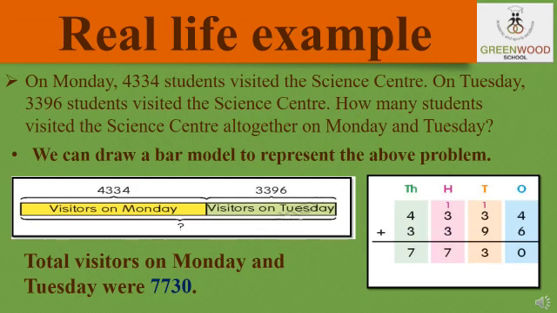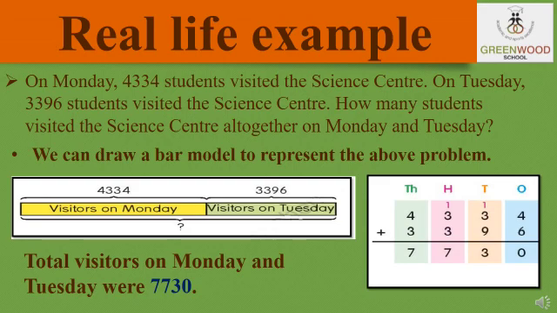Add the ones. So 4 plus 6 is equal to 10. 10 is a 2-digit number, so we'll split it. 0 will come at the ones place, while the 1 will be carried forward to tens place. Step 2, add the tens, that is 1 plus 3 plus 9, which is equal to 13. Again split it. 3 at the place of tens and the 1 will be carried to hundreds place.